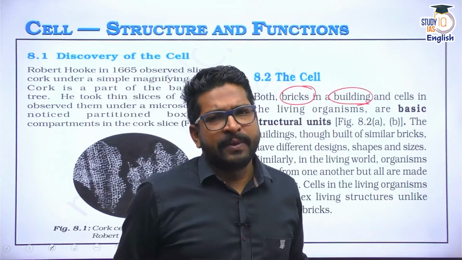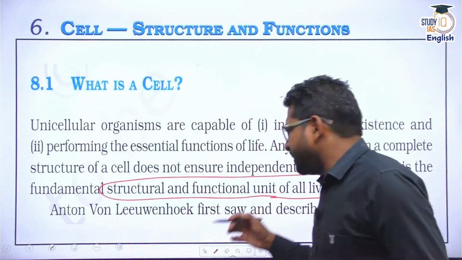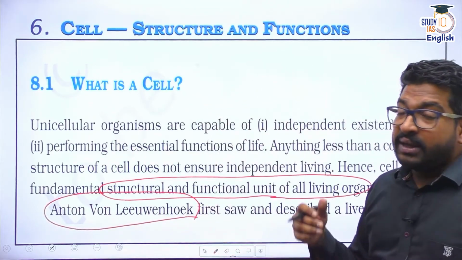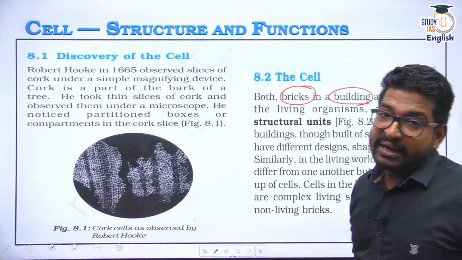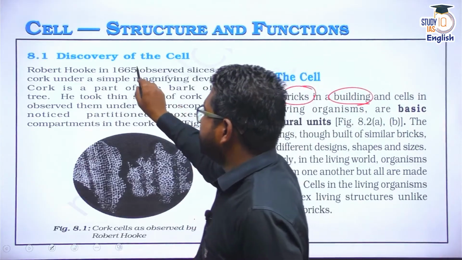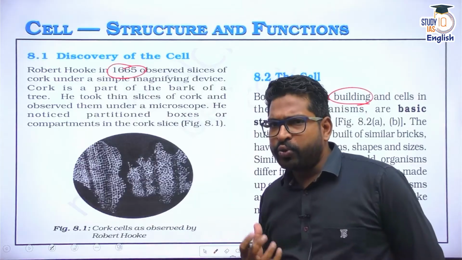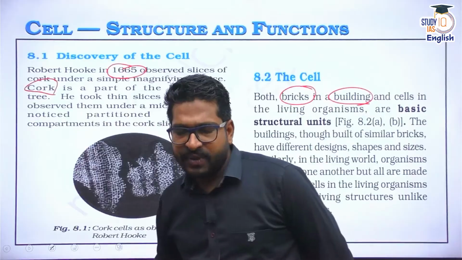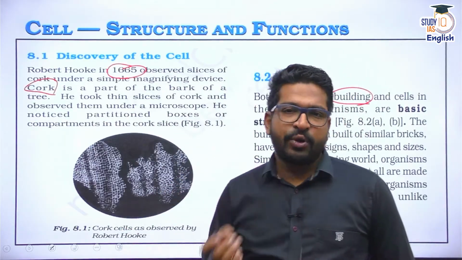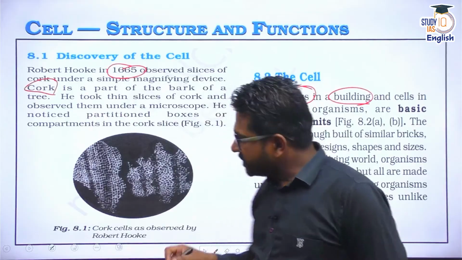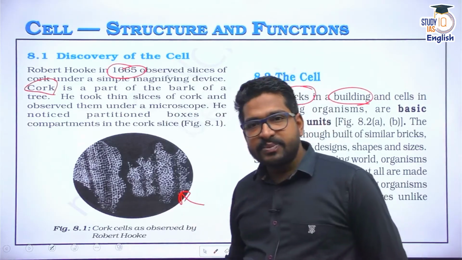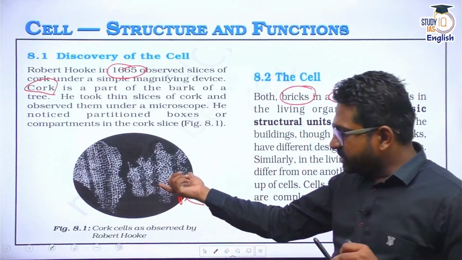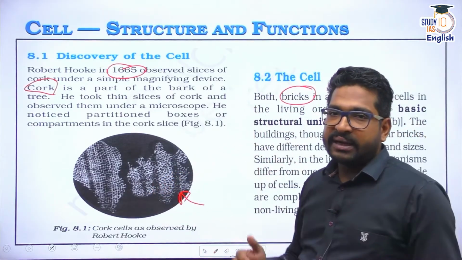For the first time, the cell was basically seen, or it was observed by Anton von Leeuwenhoek. But its observation under a microscope was done by Robert Hooke in 1665. What Robert Hooke did was, he took a cork. You do know cork is made up of the bark of the plants. So he took a fine cutting of a cork and he saw it under the magnifying glass, and he observed something like this. He saw that a cork is made up of different structures which are arranged in a very good manner, in a very decent manner, very similar to how we construct a building, a brick construction.